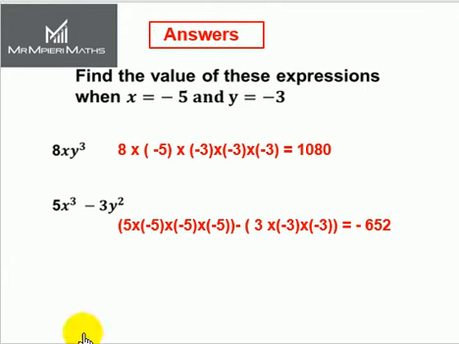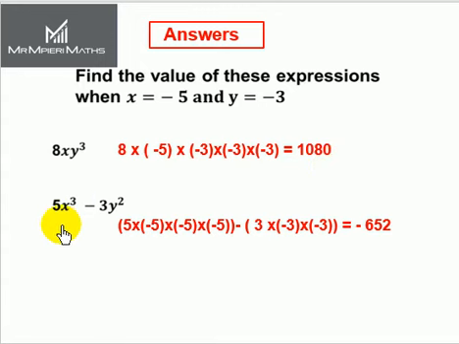Okay, 8xy cubed, that is 8 times x is minus 5, put it in a little bracket, times y is minus 3, but y is cubed. So minus 3 times minus 3 times minus 3, that's it done. 1080.